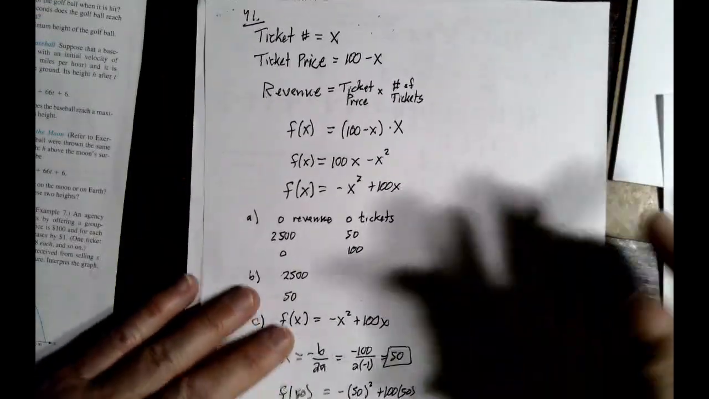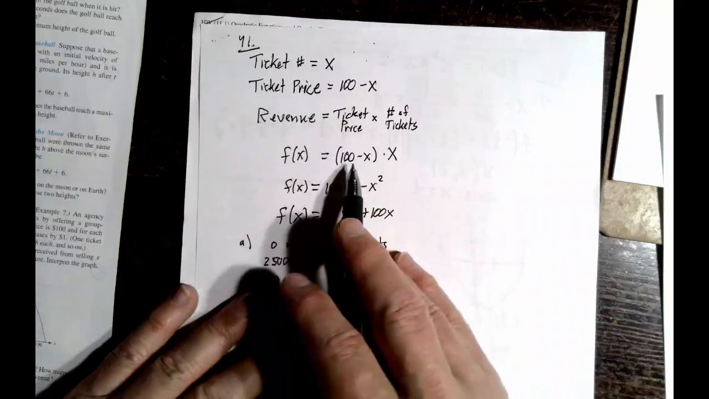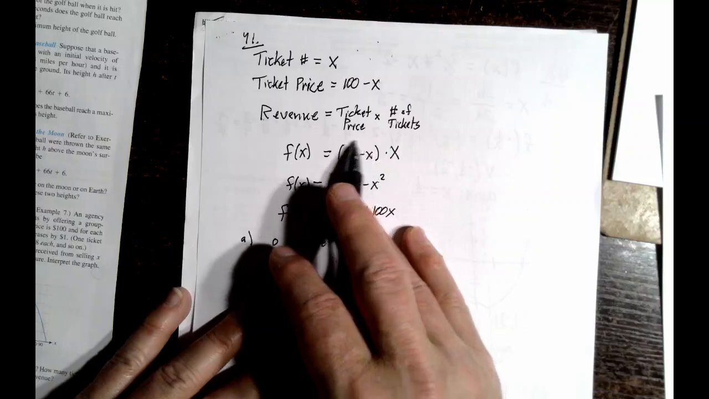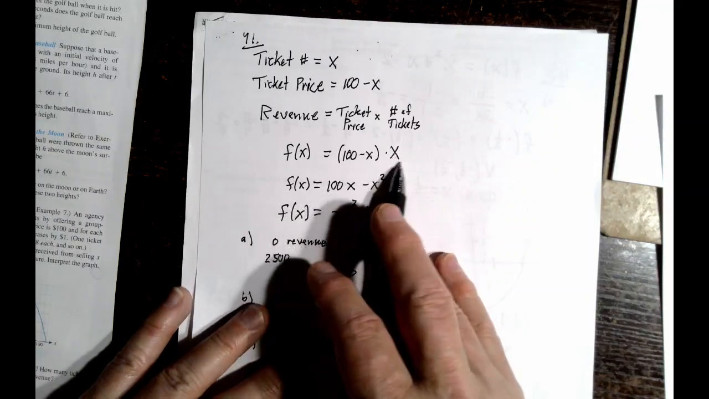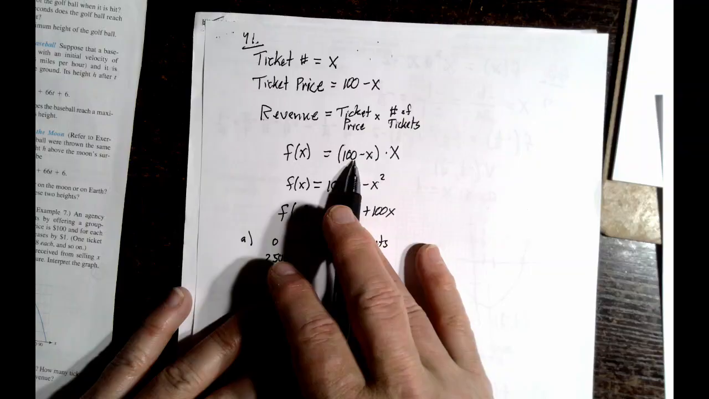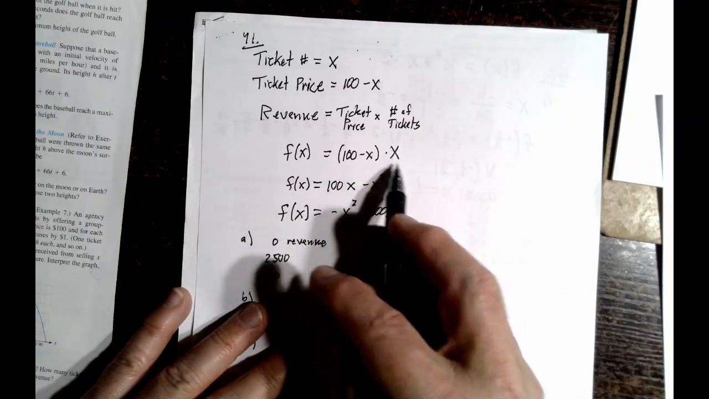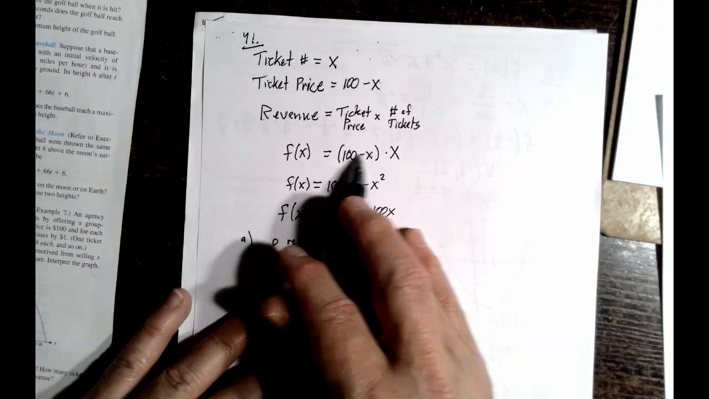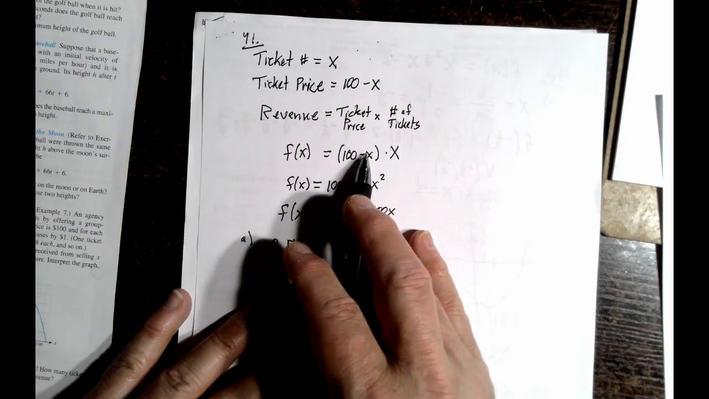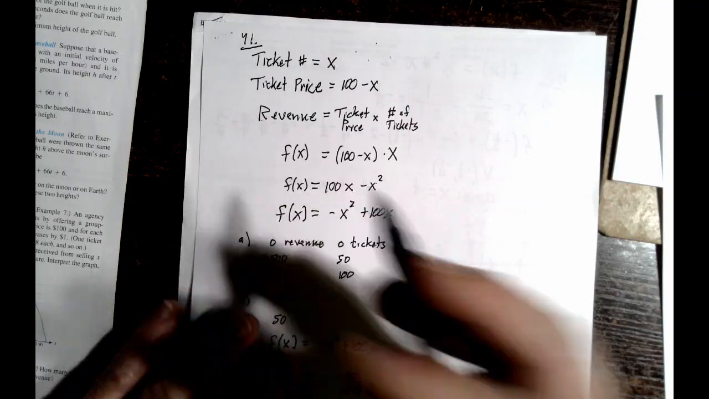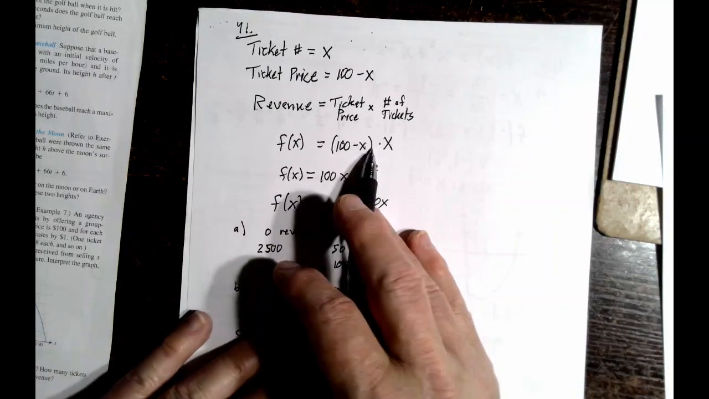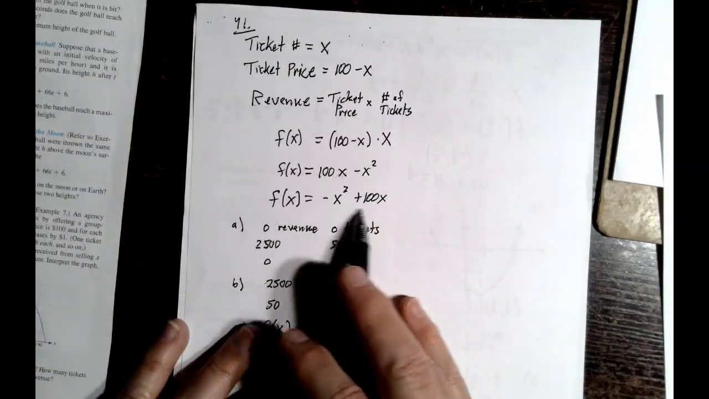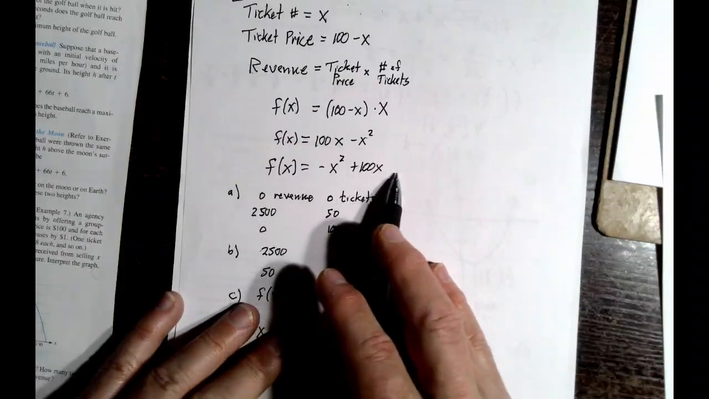Well, the ticket price is 100 minus x, where x is how many tickets are purchased. So if that's the ticket price, x is how many tickets are sold, this times this will give you the revenue, right? Number of tickets times the price per ticket. So price per ticket is $100 minus the number of tickets sold, because each ticket that's sold will drop the price down by another $1. So 100 minus x is your ticket price times the number of tickets. So now you multiply that out, write it in descending order, and there's your A, B, and your C is going to be 0.